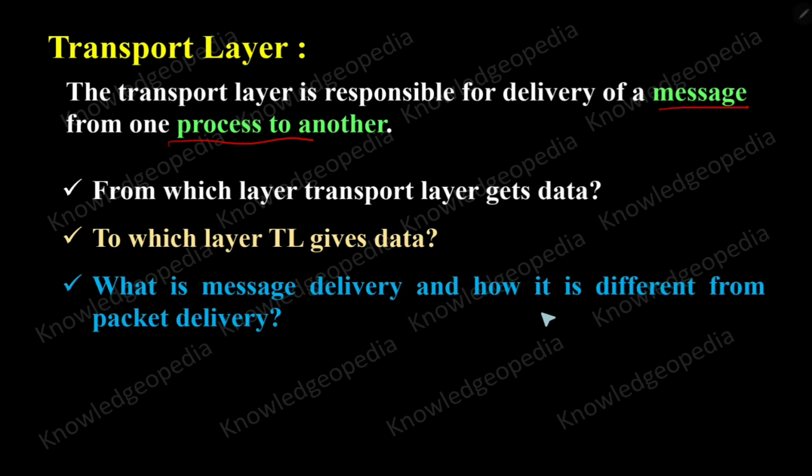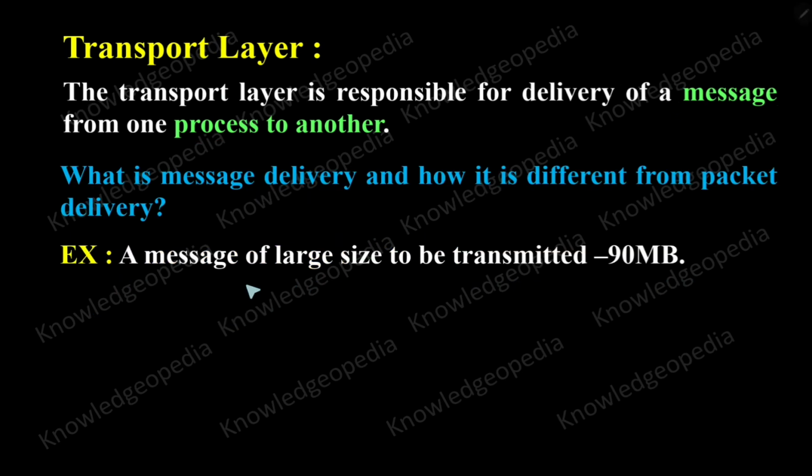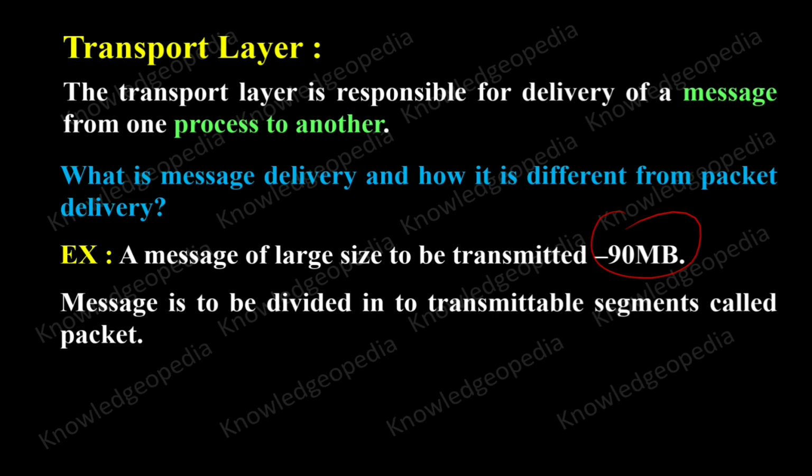What is message delivery and how is it different from packet delivery? Assume a message to be transmitted is of a large size, 90 MB. But the network may not be suitable to transmit such a large message. So it may break this 90 MB message into three 30 MB messages. Those three 30 MB messages will make three packets. So a combination of three packets gives me a message. A message is divided into transmittable segments called packets.